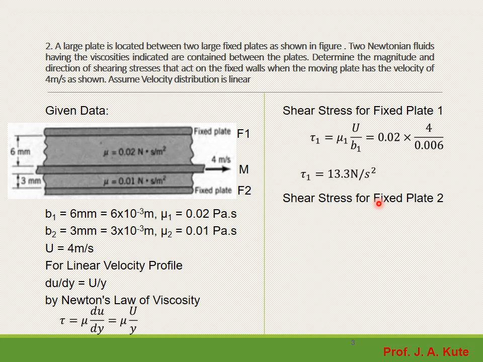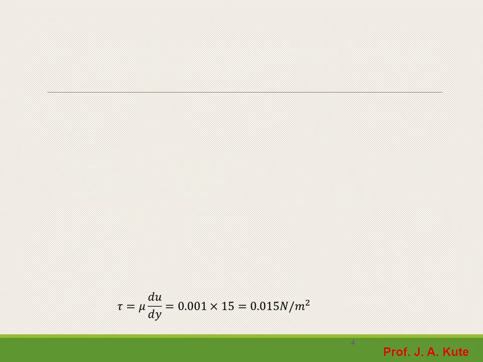Now similarly for plate 2, tau 2 is equal to mu 2 u upon b2, and the viscosity of the liquid between the fixed plate 2 and the moving plate is 0.01, and the distance separating the moving plate and the fixed plate is 3 millimeter. So putting all these values, you will get the shear stress acting on plate 2 as 13.3 Newton second per meter square, and that is in the flow direction.